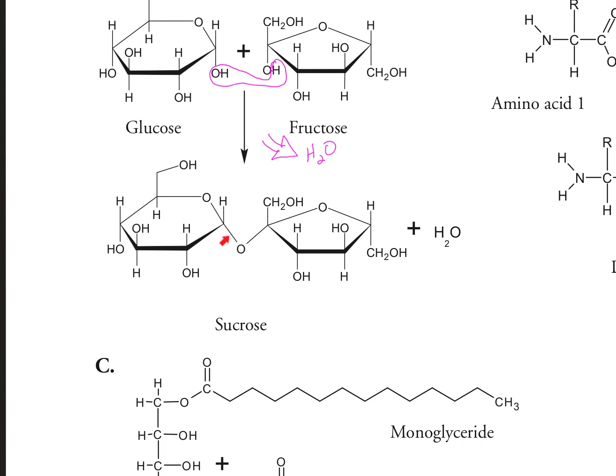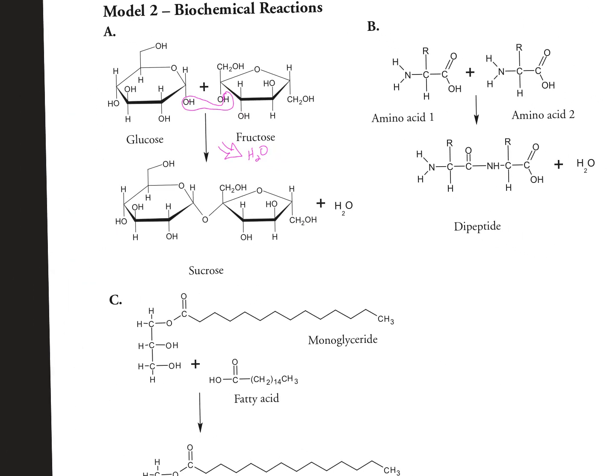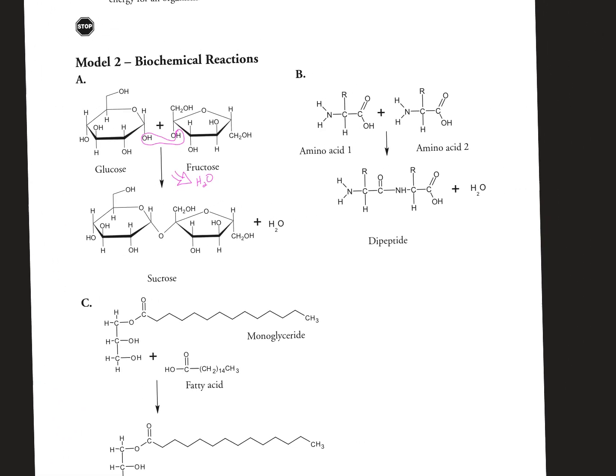And so oxygen has 2 bonds, and each carbon has 4 bonds, 1, 2, 3, 4. And now these 2 are connected. And we name this sucrose, right? Table sugar. And of course, we got water out. Where did the water come from? The hydrogen and the hydroxide coming together making water. Exactly what we did in the lab.